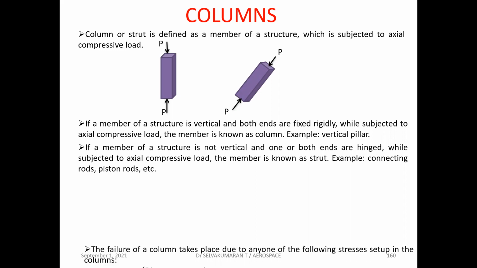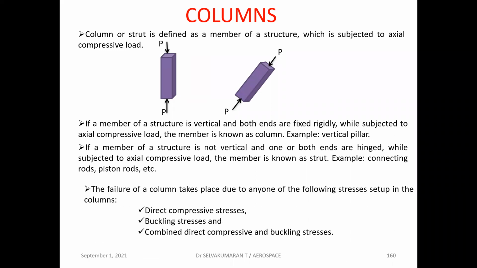The failure of the column takes place due to any one of the following stresses set up in the columns, for example, direct compressive stresses, buckling stresses, and combined direct compressive and buckling stresses. We'll see in detail.